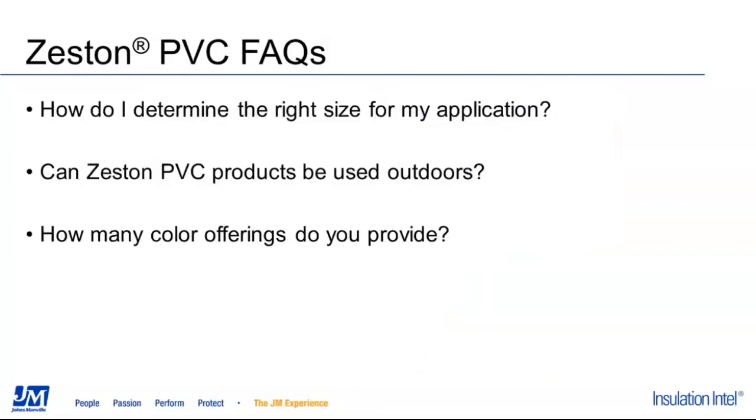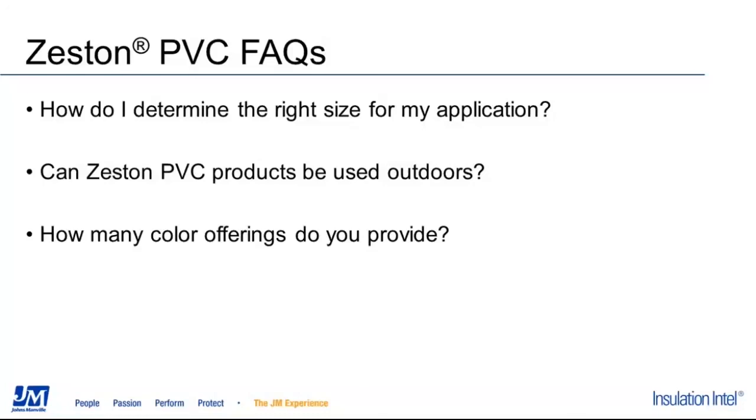So the questions that we often get around Zeston include, how do I determine the right size for my application? If you happen to be using Microlock HP, it is actually quite easy because on one of the ends of the jacketed insulation, it's going to be printed. If you happen to have a box of Microlock HP, we have a full sizing chart printed on it. Alternatively, we have it available on our website or through our JM Smart Binder app.